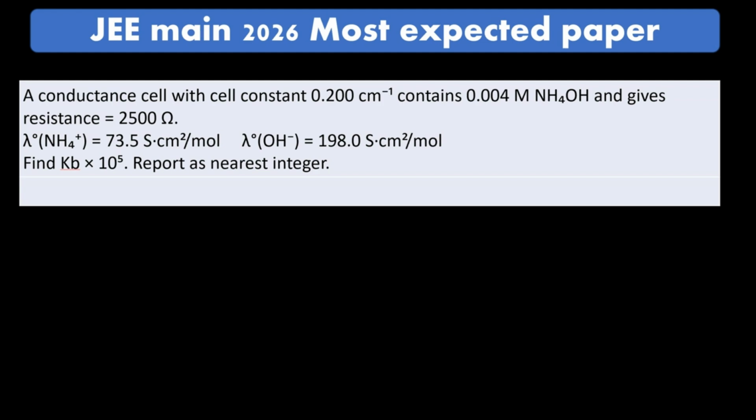A conducting cell with a cell constant of 0.2 centimeter inverse contains 0.004 molar ammonium hydroxide, and the resistance is given. This is nearly equal to the question we have solved already. I think you can do it easily. First we have to find the conductivity value and the molar conductivity, that you can solve.